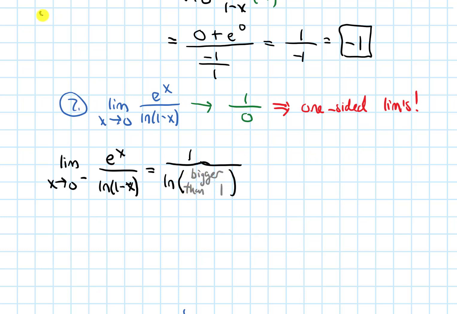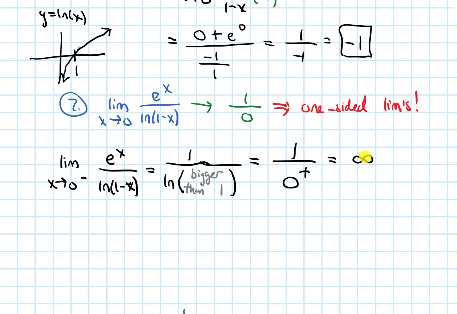So if I remember my graph of ln of x, our graph of ln of x looks like this, and this x-intercept occurs at 1. I am now plugging in something into ln that's a little bit bigger than 1, so that's this part of the ln graph. The outputs are getting really, really close to 0, but a little bit bigger than 0. So I write 0 with a little plus sign here. Okay, and 1 over 0 with a little plus sign, that is going to infinity.